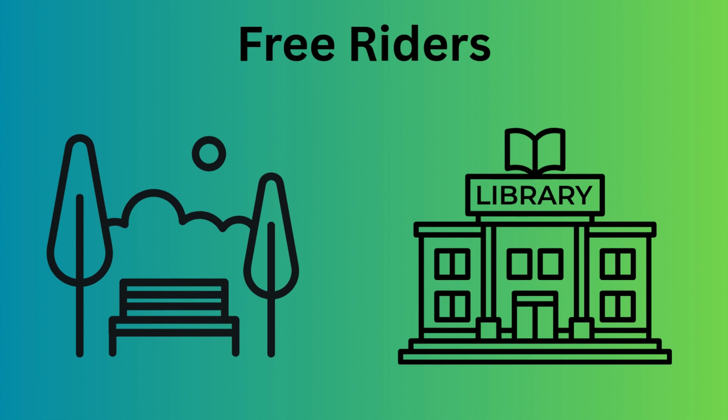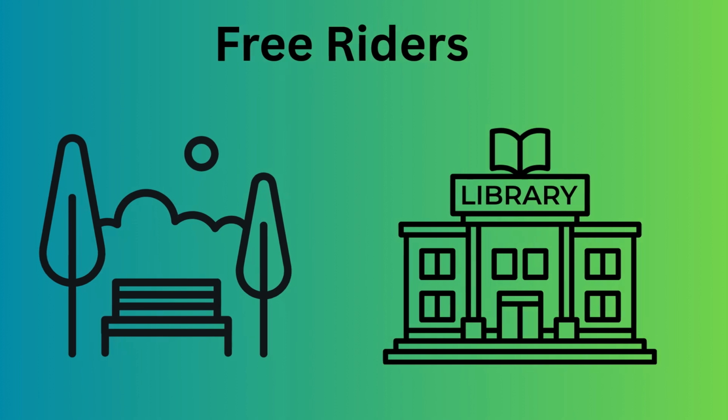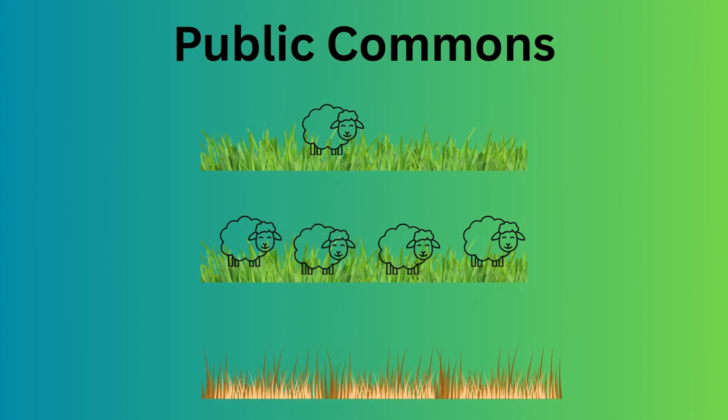Another example is public goods, like parks and libraries and stuff. Exactly. Everyone benefits from those things, but it's hard to get people to pay for them voluntarily. It's like, why should I pay if I can just use them for free? That's the free rider problem, right? Someone else will pay for it.